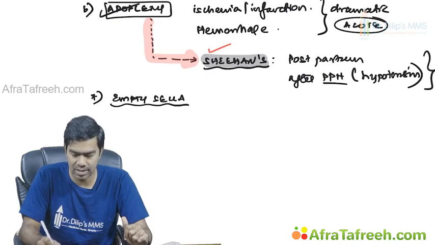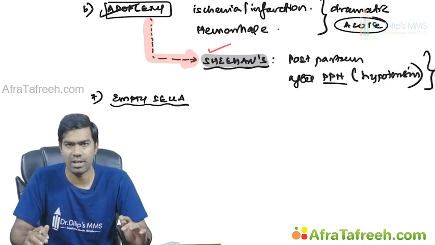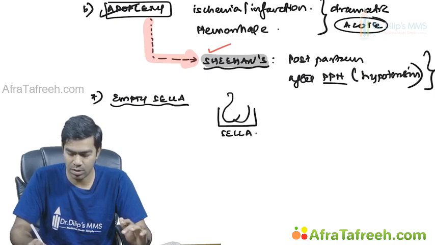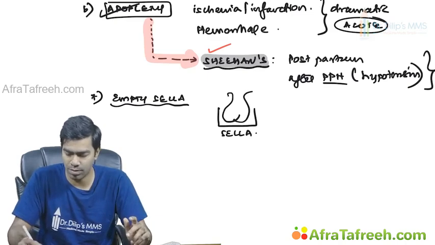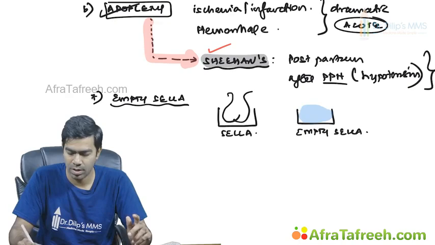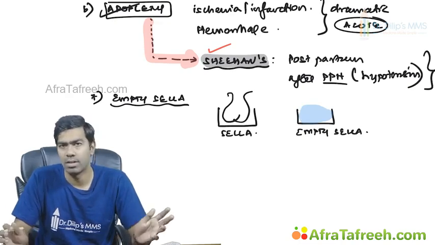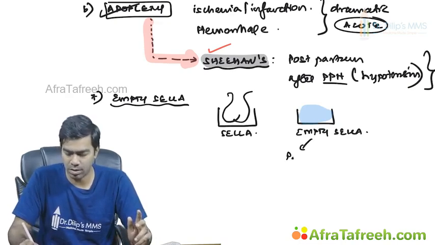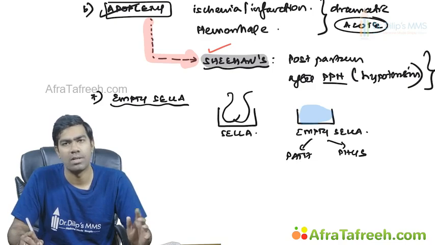This empty sella is a slightly different entity, because what do you mean by empty sella? The name itself suggests: you have the sella turcica bone and the pituitary should be there in the sella turcica, and if you don't find the pituitary in the sella turcica, that's what we refer to as an empty sella. It means the CSF fills that area and you don't see any pituitary in the sella. This empty sella could be pathologic or it could be simply physiologic.